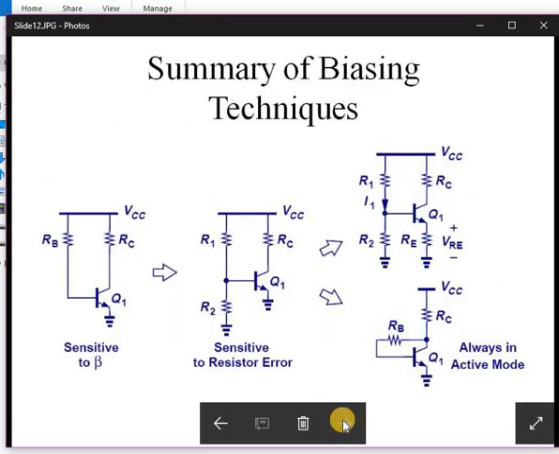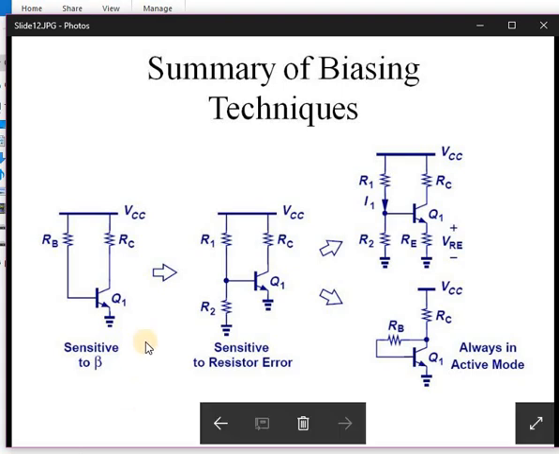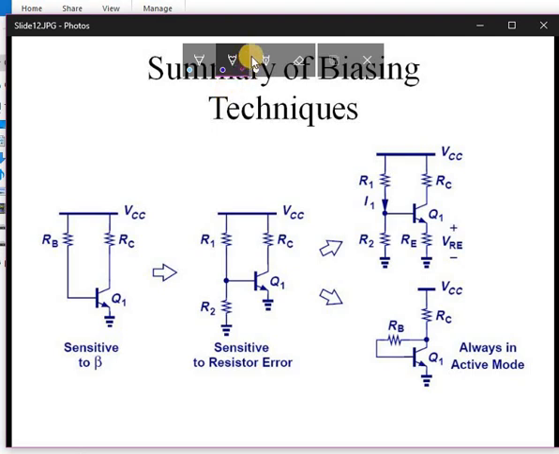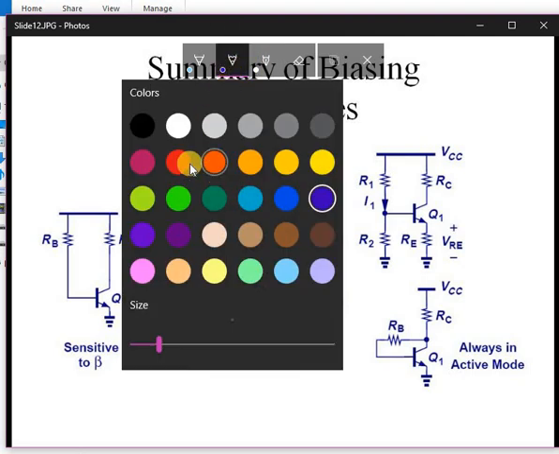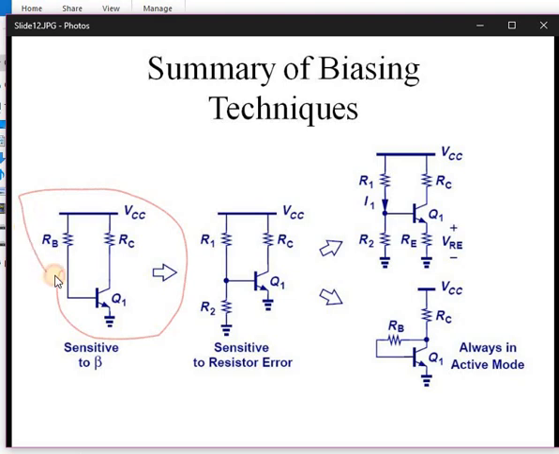So now go for the summary of biasing techniques. Totally we have four types of biasing circuit. The first one is the fixed bias circuit. So this circuit is our fixed bias circuit.